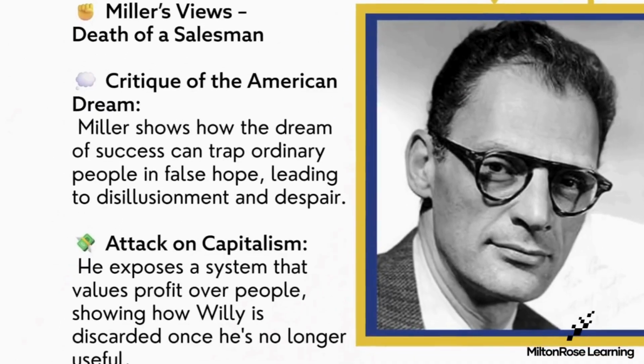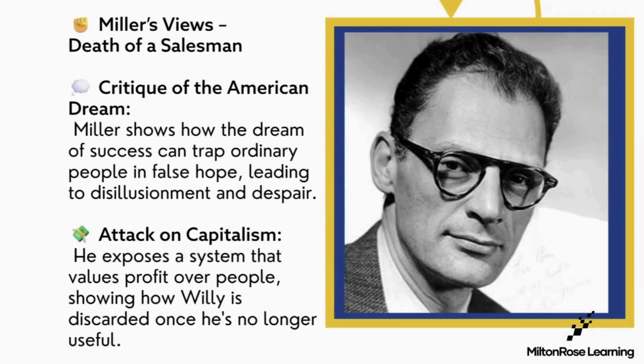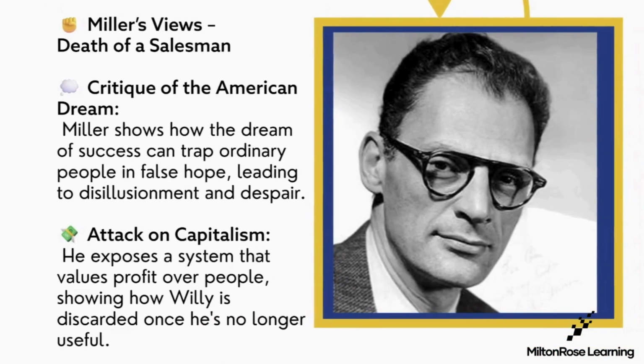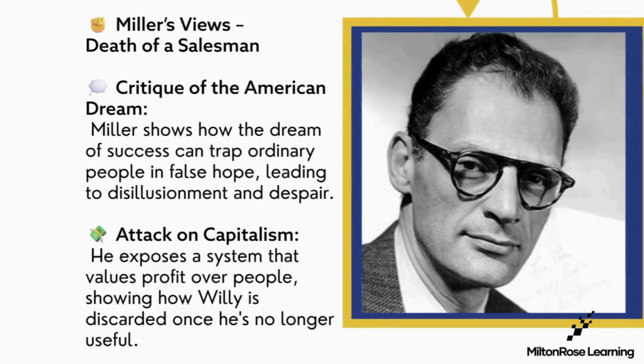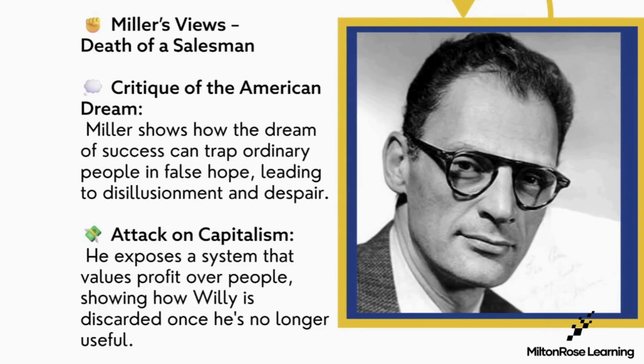Okay, so how does this play out with Arthur Miller's views then? The big man, he's looking very, very serious there. So what do we think he believes? Well, if I was teaching your class, I would be highlighting two big points here. First off, in Death of a Salesman, Arthur Miller is critiquing the American dream. He's showing how the dream of success can trap ordinary people in a false hope. It provides them with a false narrative of success, and you're going to be a millionaire and things like that.